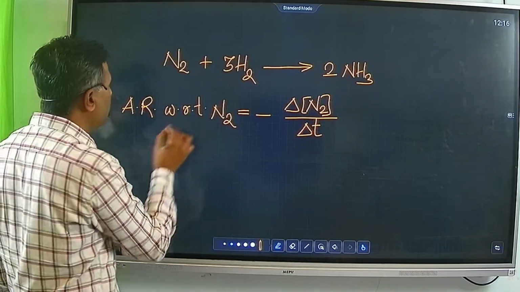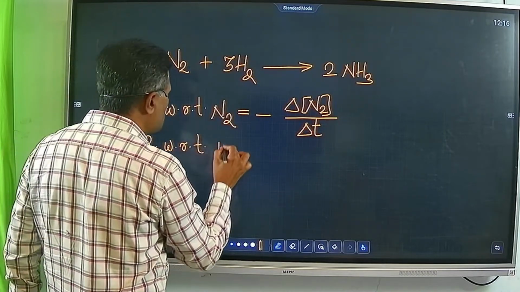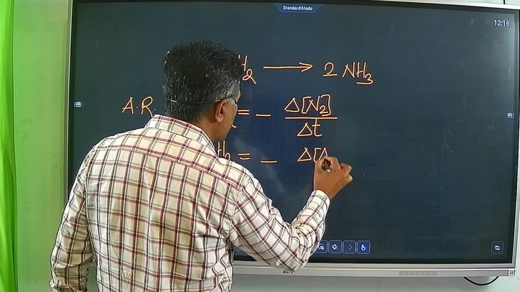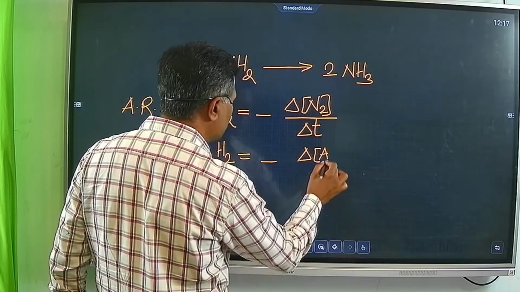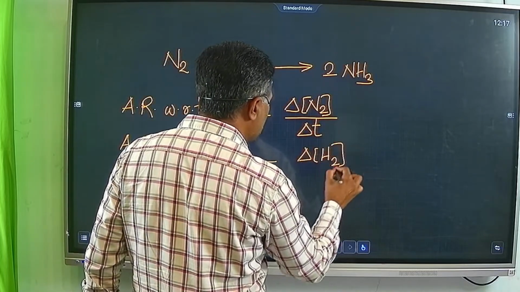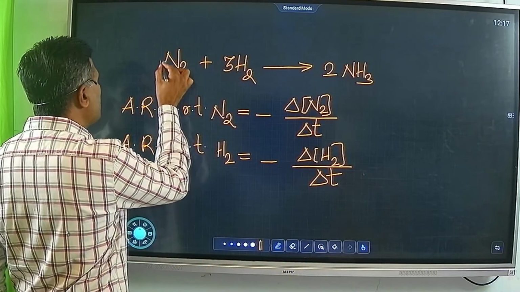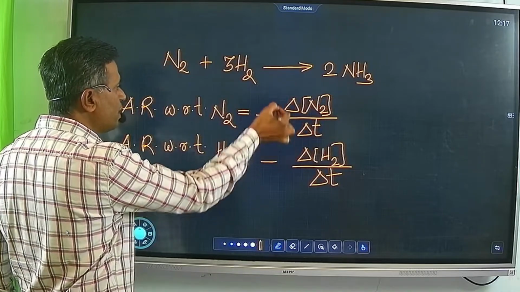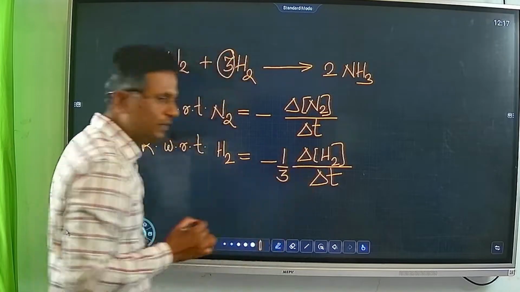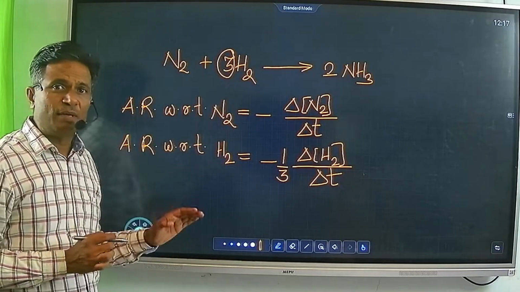With respect to H2, the average rate becomes minus delta [H2] upon delta T, since H2 is a reactant. For N2, the stoichiometric coefficient is 1, so we have not divided by anything. Here, for H2, the stoichiometric coefficient is 3, so I will divide this expression by 3. So this is how you have to write the average rate for the particular chemical reaction.